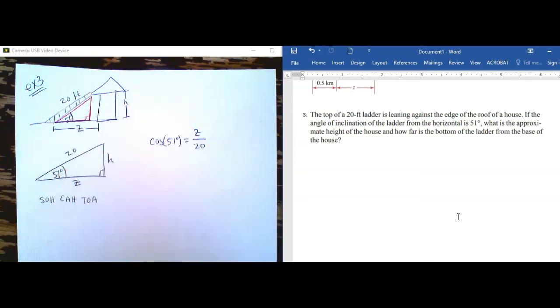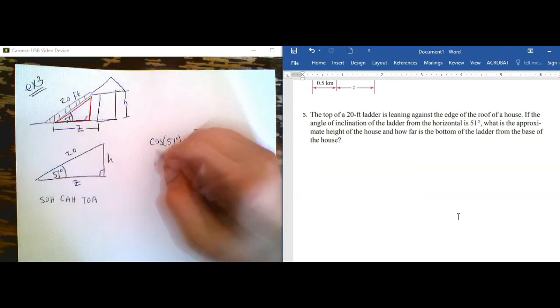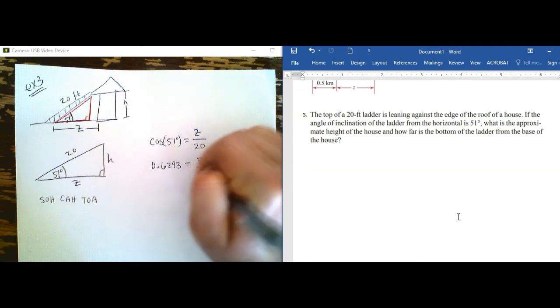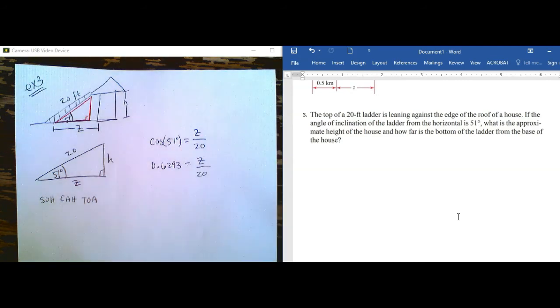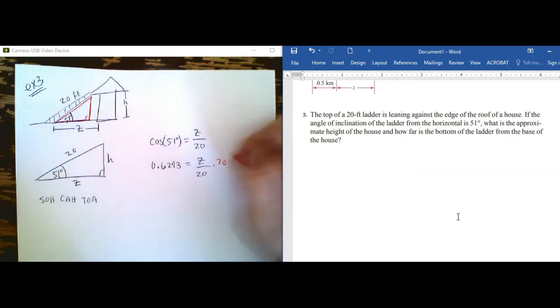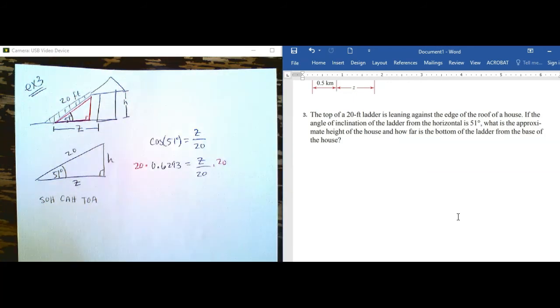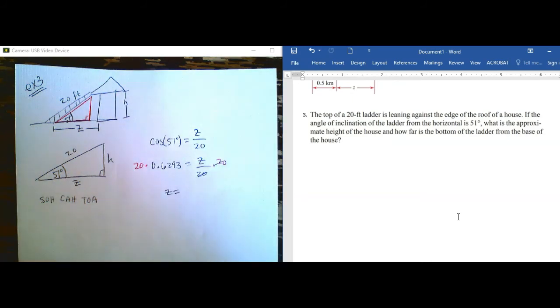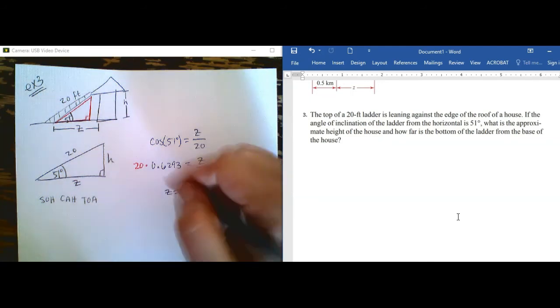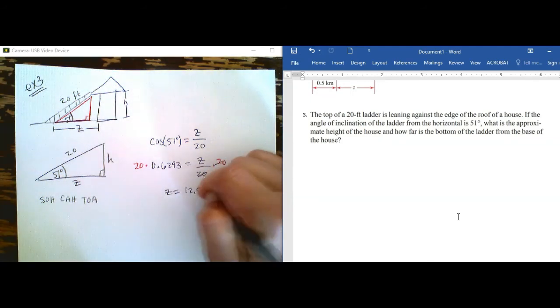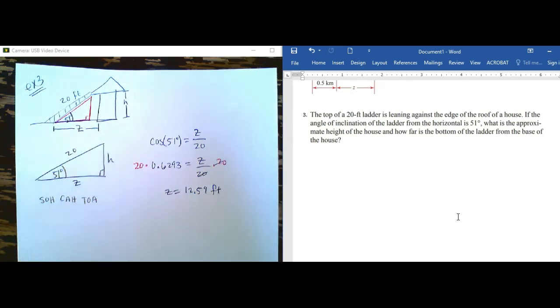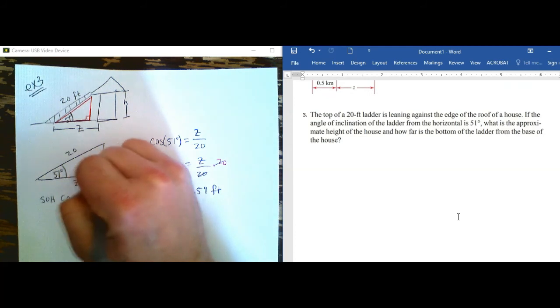So what is the cosine of 51? Cosine of 51 degrees is 0.6293. And then multiply by 20 on both sides. So the 20s cancel, and z will equal 12.59. And we're dealing with feet. This is 12.59.